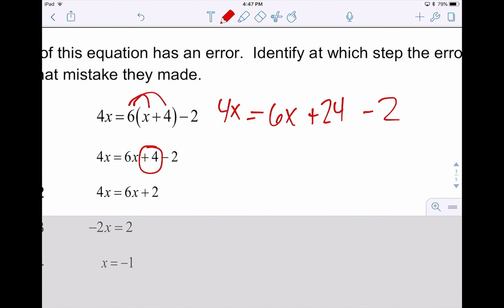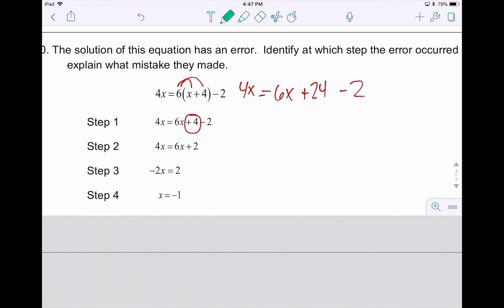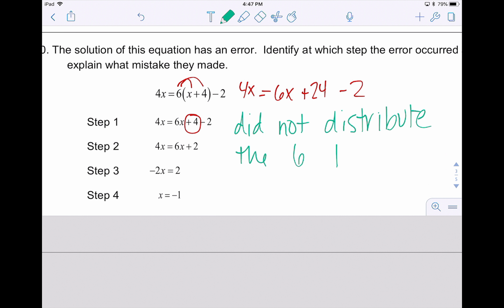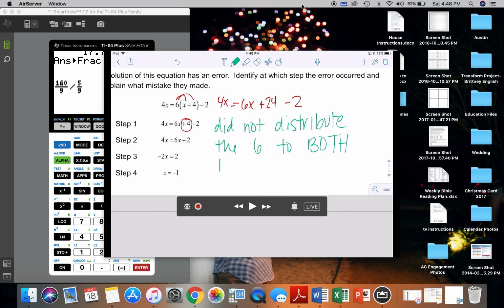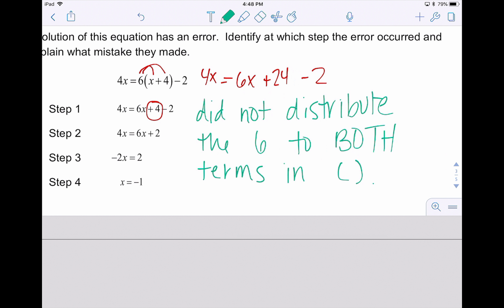I see immediately in this first step that they did not distribute the 6 to both, or you could say to all, terms in the parentheses. So I can see they did 6 times x, but they did not do 6 times 4 to get 24 right there.